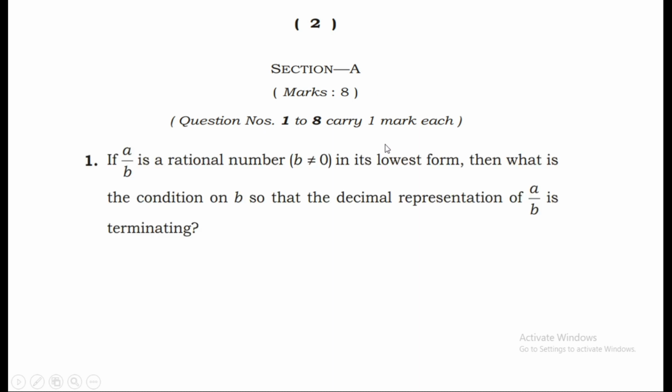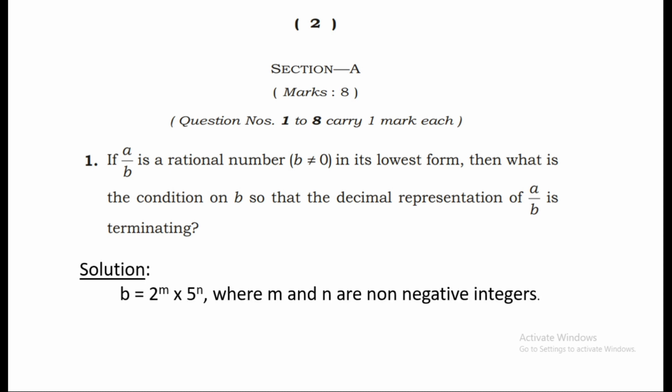The first question is: if a/b is a rational number in its lowest form such that b is not equal to 0, then what is the condition on b so that the decimal representation of a/b is terminating? This is a very easy question from the first chapter, a direct theorem which is given in the book. The answer is b should be equal to 2 to the power m into 5 to the power n, where m and n are non-negative integers. So let us move on to question number 2.